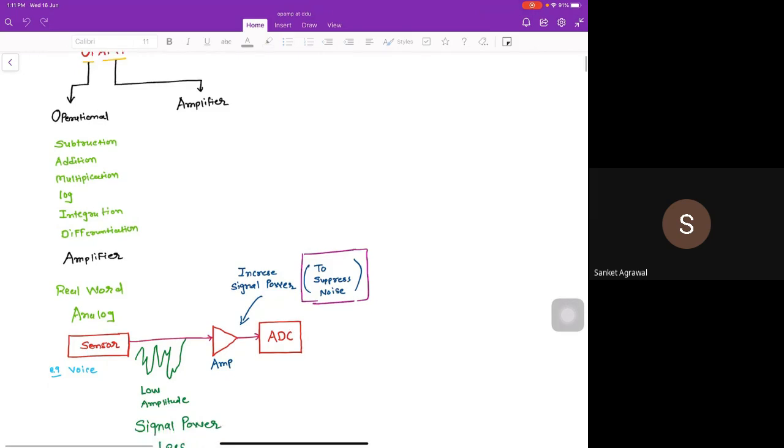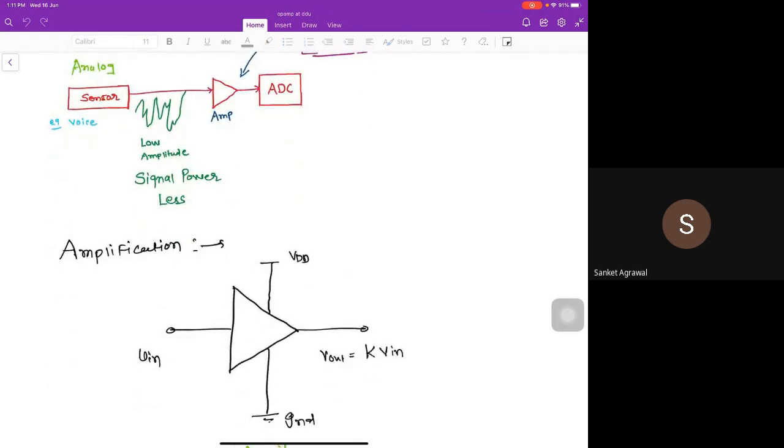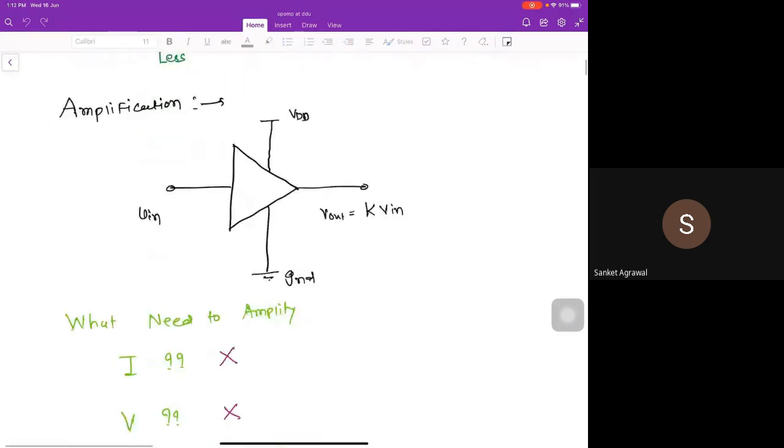The second thing is, if we are saying that we are amplifying something, what are we actually amplifying? Are we amplifying a voltage, a current, or a power? Basically, we are increasing the signal power. We are not amplifying just a voltage or current, but our target is to increase the signal power. So let's say this is my simple basic building block of the amplifier. Input is V in, and the output I want is V out equal to K times V in, where K is some gain factor. Definitely I need some gain.